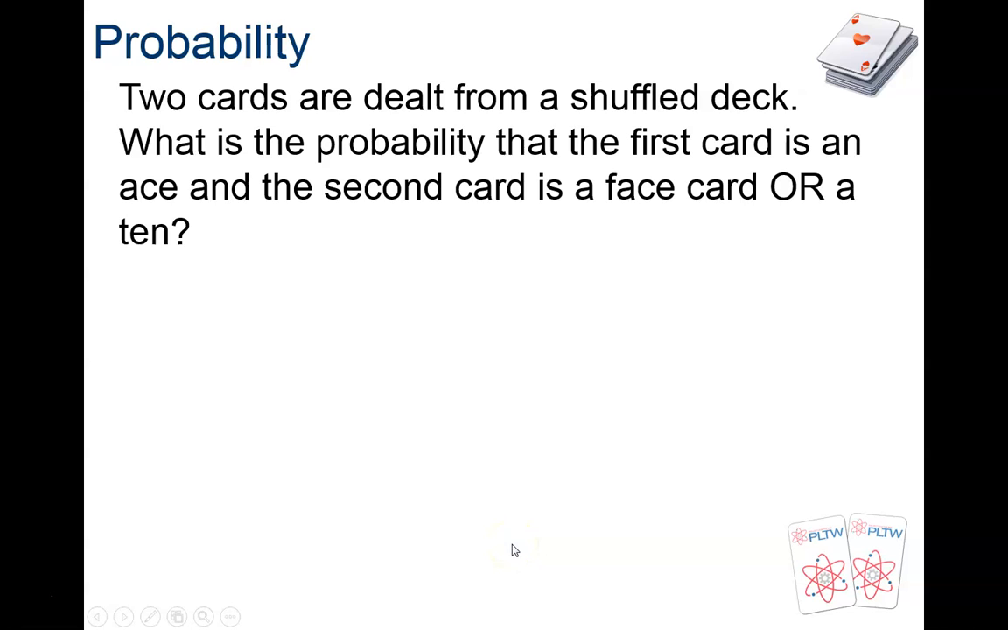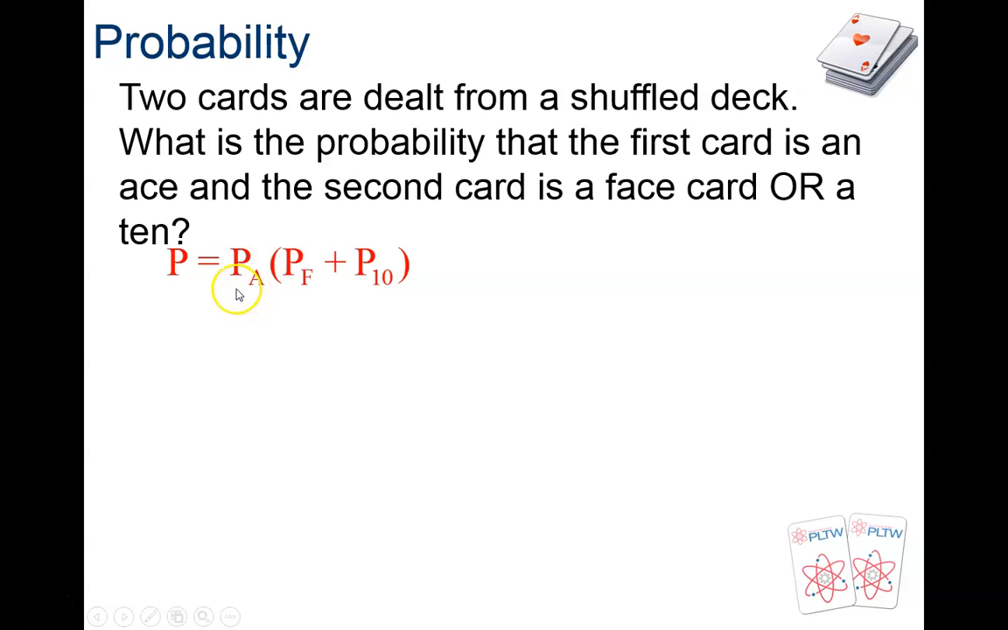All right, 2 cards are dealt from a shuffled deck. What is the probability that the first card is an ace and the second card is a face or a 10? So we've got an "and" going on and we've got an "or" going on. That means we're going to multiply something and we're going to add something.